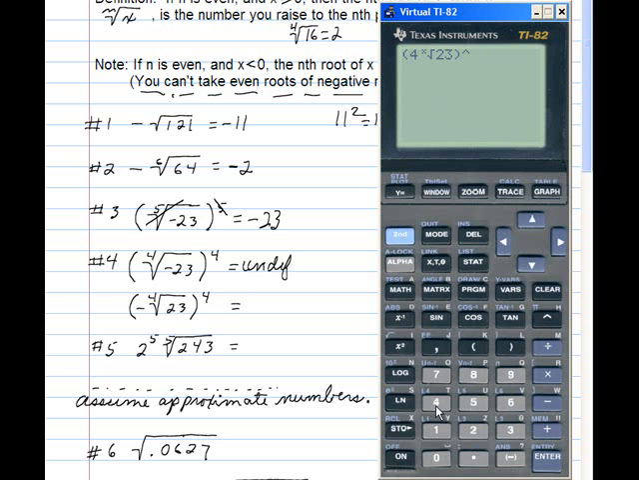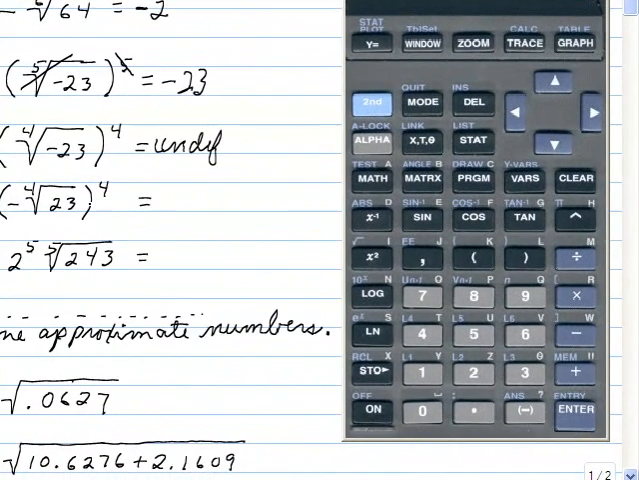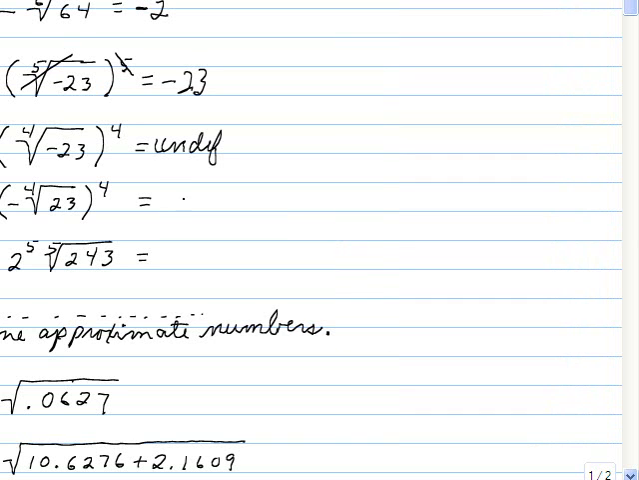And we know what we should get, because the fourth power should cancel out that fourth root. And when you raise a negative to the fourth power, that should make it a positive. So what we're expecting to get here is positive 23. The fourth power will get rid of the negative, and the fourth power will reverse the fourth root. And all that should be left is 23. And sure enough, there it goes. The calculator gave us 23.